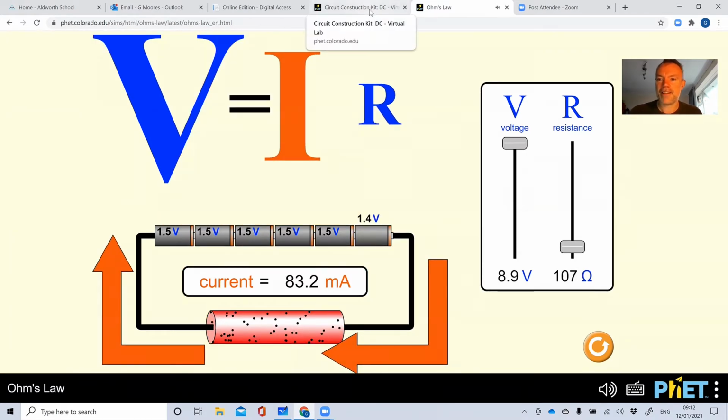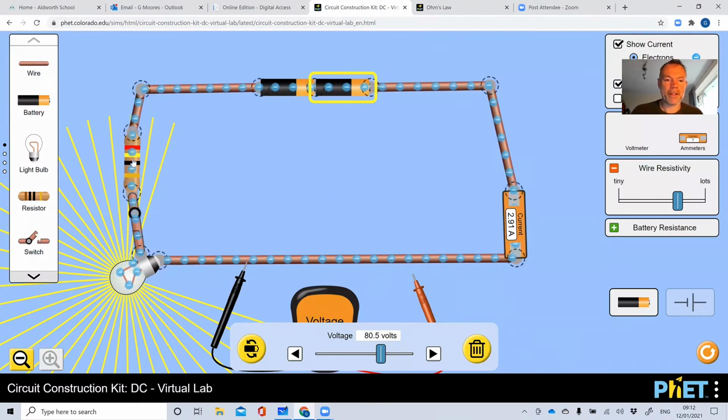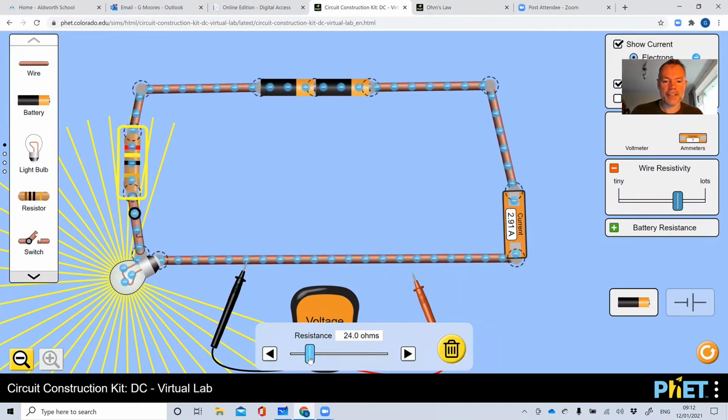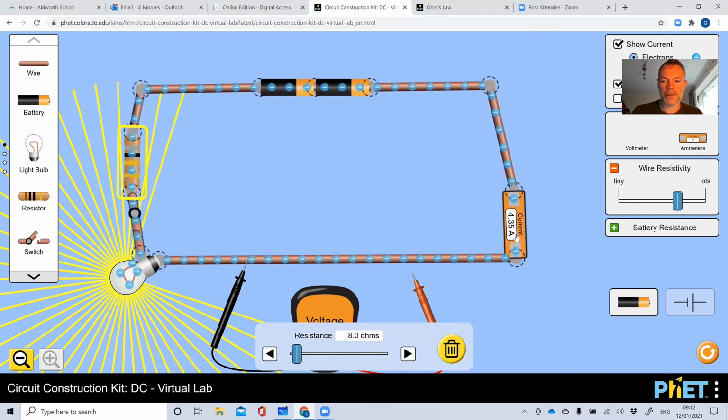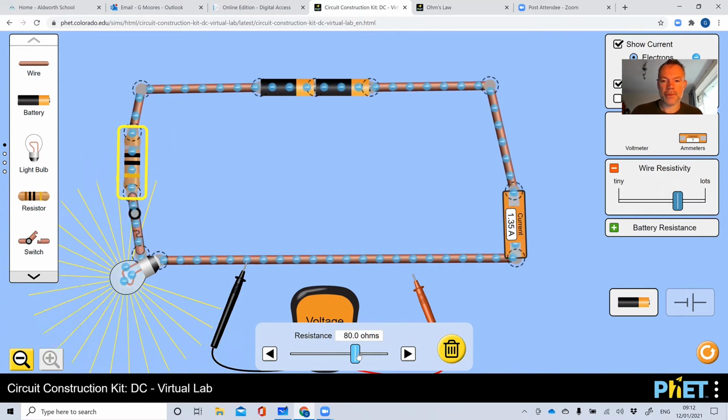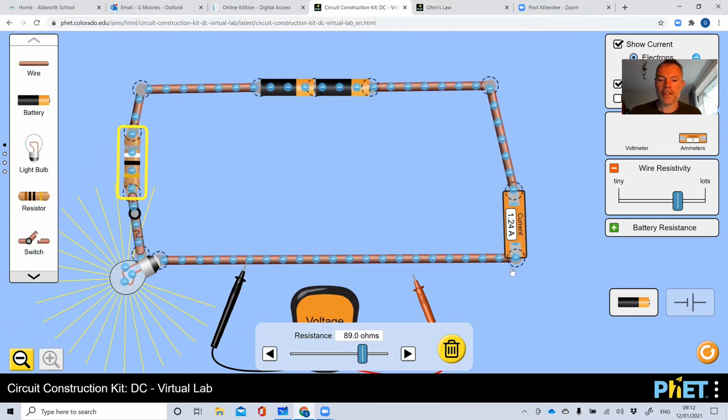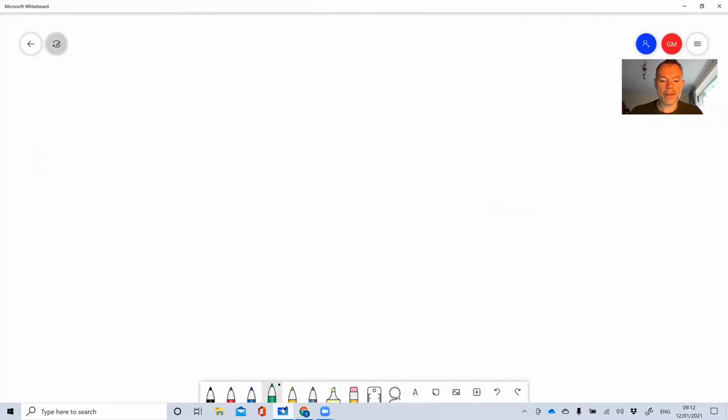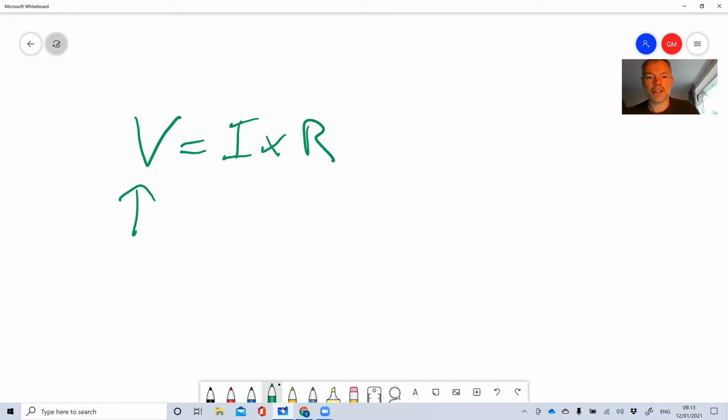Let's look at the circuit. If I make my resistance less, look, current goes up. See how it went up. I make my resistance more, and current will go down. There you go, it's gone down. So you have to remember this equation, right? V equals I times R. Okay, V is your voltage, volts. I is your current in amps.